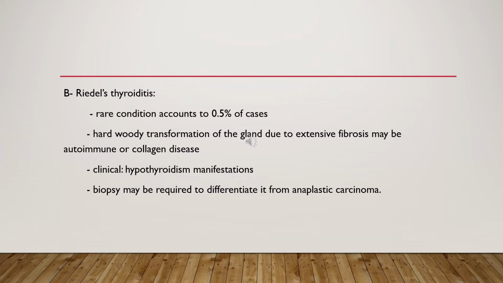Riedel thyroiditis is a rare condition, accounting for 0.5% of cases. There is hard, woody transformation of the gland due to extensive fibrosis. It may be autoimmune or a collagen disease. Clinically, there are hypothyroid manifestations. Biopsy should be required to differentiate it from anaplastic carcinoma.